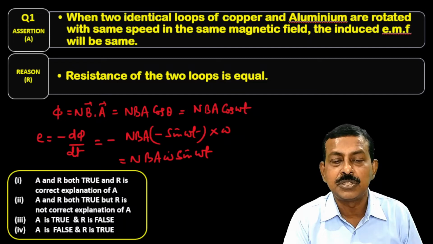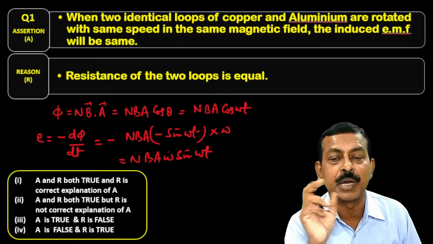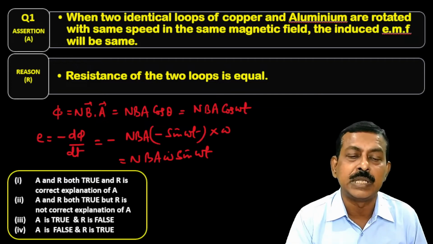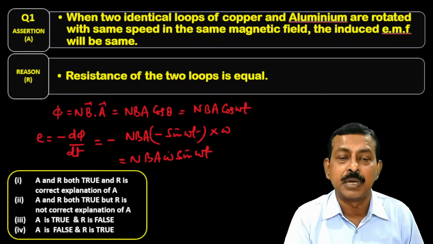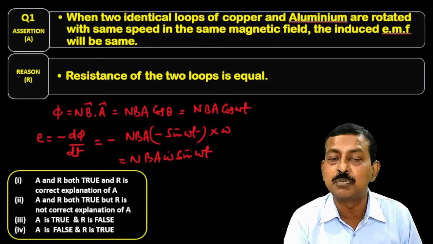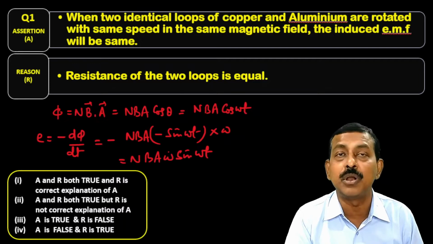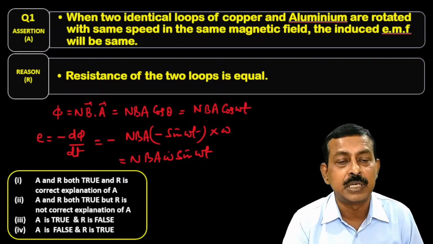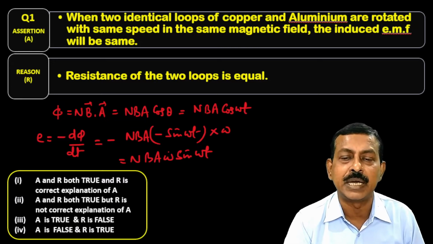So here you can see that it is given that we have the identical loops of copper and aluminium. So in that case we can assume that N and A are same for them. They are rotated with the same speed in the same magnetic field, so omega and B will also be same. So the e.m.f induced will be same. So all the terms are same for the two. So in that case this is true.